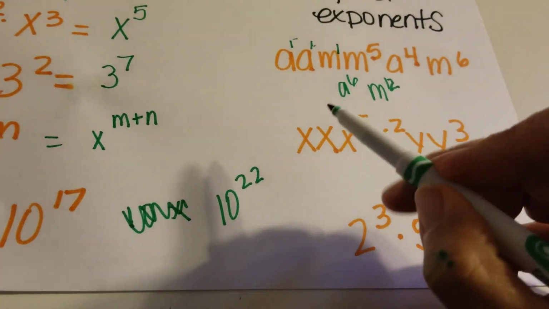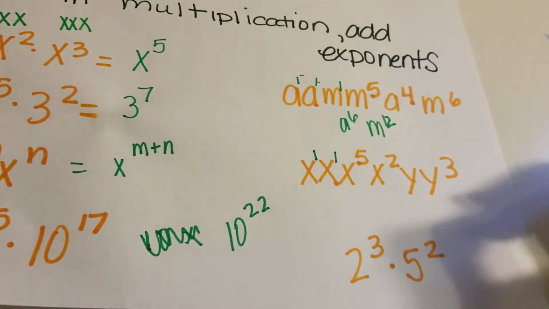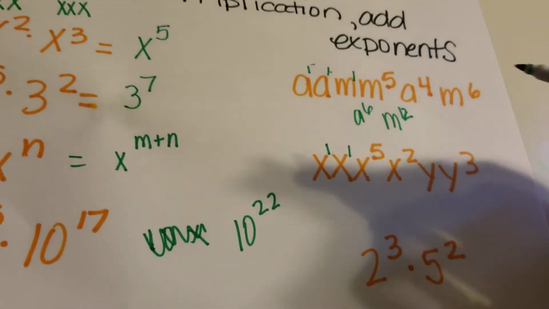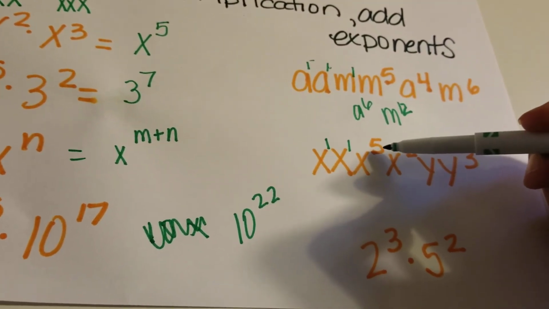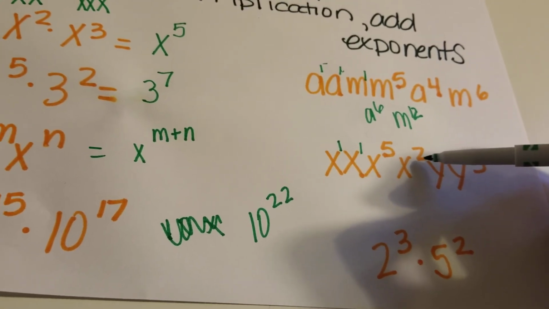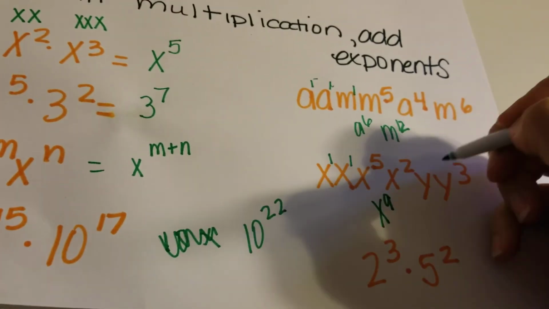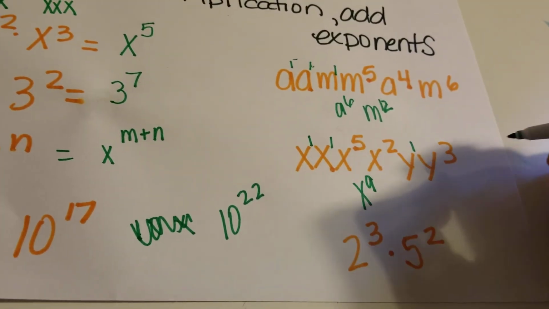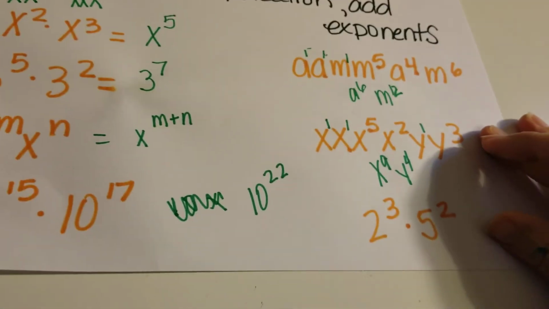Okay, so here I have a whole bunch of x's. So I have x to the 1st. And remember, if I don't see one, I can add in a 1. That helps me. So 1 plus 1 is 2, plus 5 is 7, plus 2 is 9. So x to the 9th, and then y to the 1st, y to the 3rd, so y to the 4th.